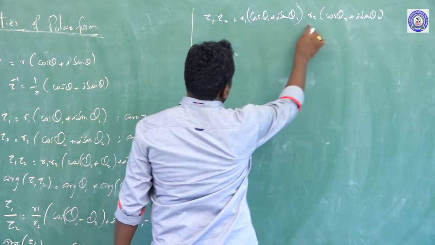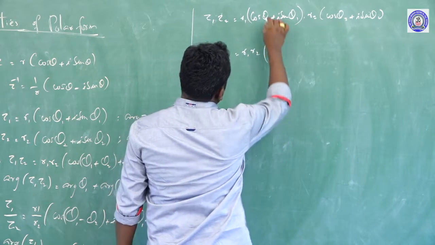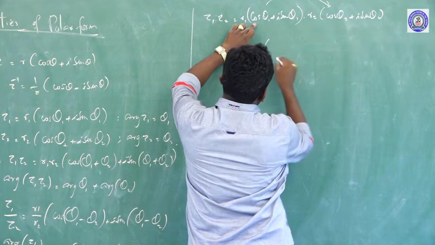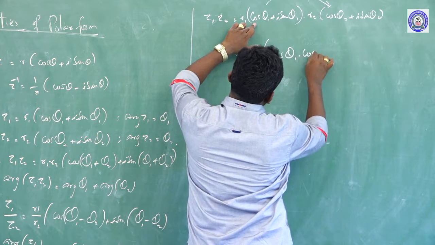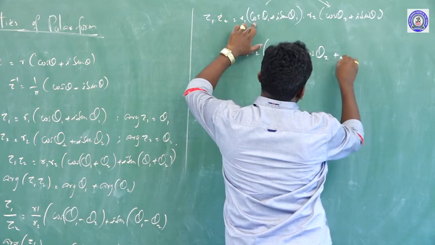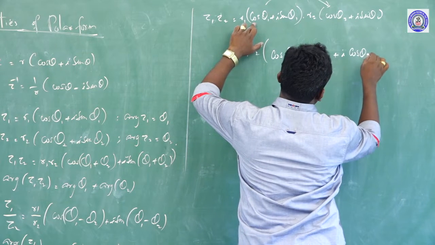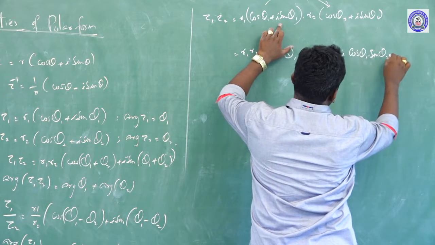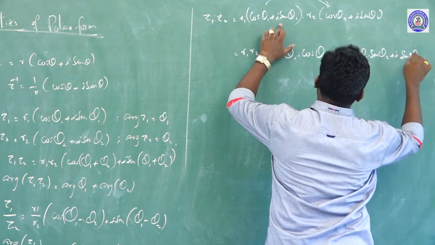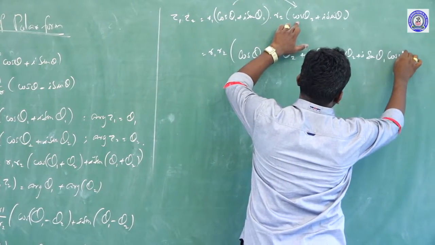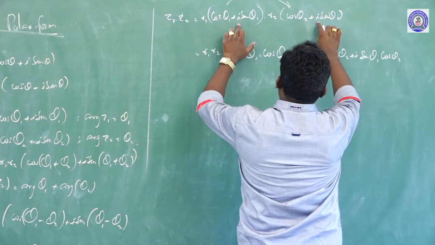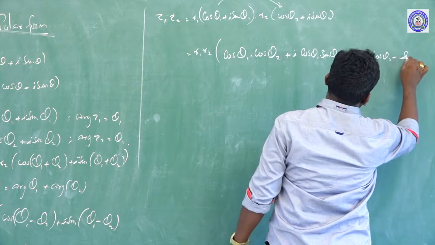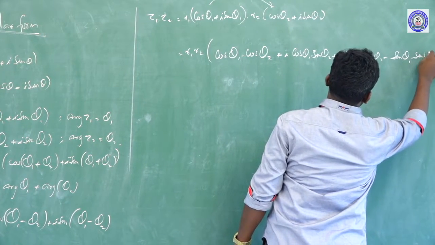Just multiply the scalars, R1 into R2, and multiply the brackets term by term. The first term is cos theta 1 into cos theta 2. Then plus i into cos theta 1 into sin theta 2. Then plus i into sin theta 1 into cos theta 2. Then i into i, it is i square, equal to minus, so minus sin theta 1 into sin theta 2.